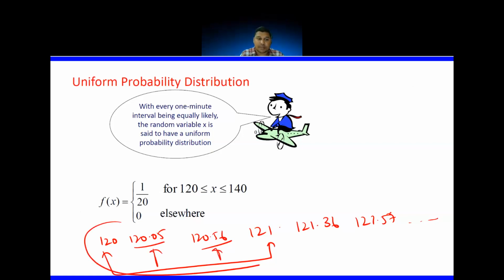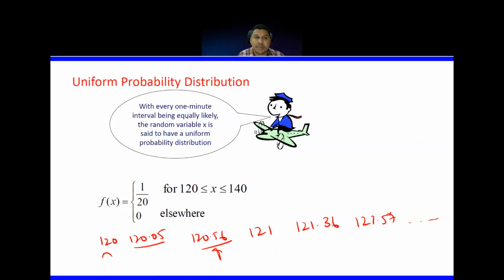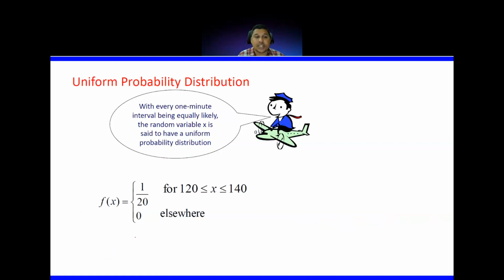This range only I'm talking about, this 1 minute, it is becoming something like a discrete. So when there is such kind of a variable x, taking values in a 1 minute interval, if every 1 minute interval is equally likely, then we say that random variable x has a uniform probability distribution. It is given something like this: f of x equal to 1 by 20 for 120 to 140, and 0 elsewhere.